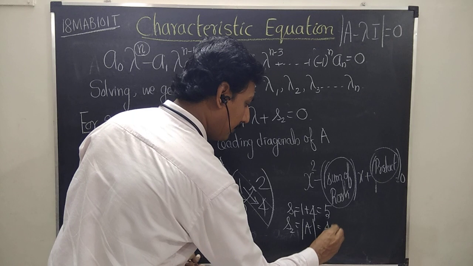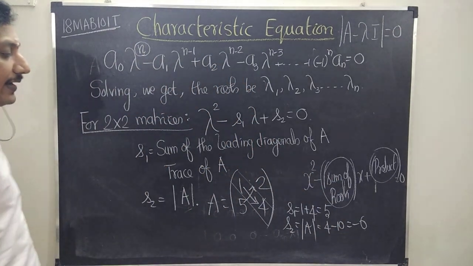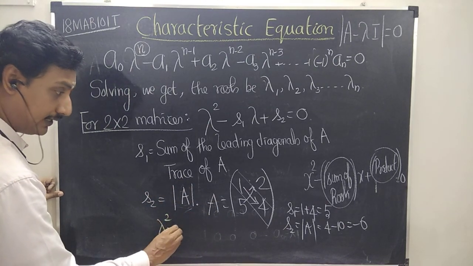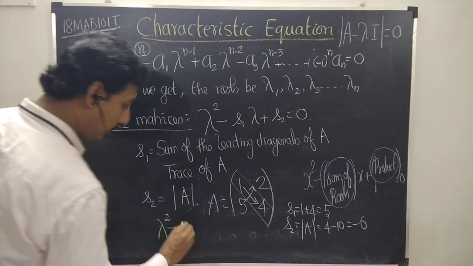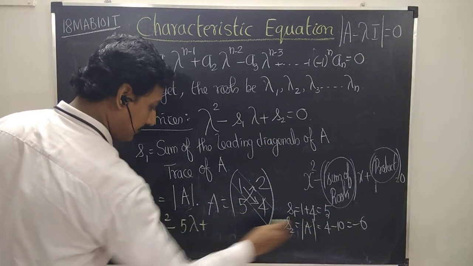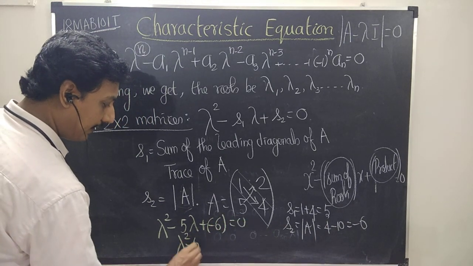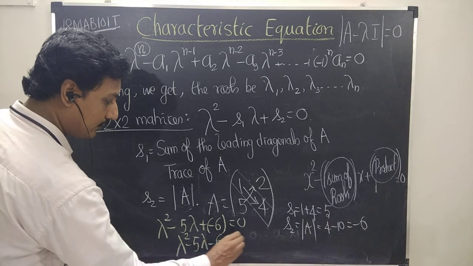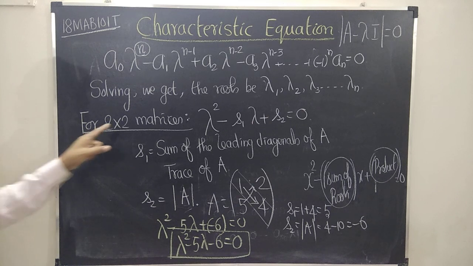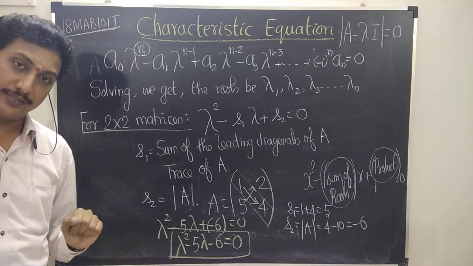So 4 minus 10, the answer is minus 6. What about the characteristic equation for this 2 by 2 matrix? Lambda squared minus S1, which is 5, so 5 lambda plus S2, that is minus 6, equal to 0. Otherwise lambda squared minus 5 lambda minus 6 is equal to 0. So this is the characteristic equation of the 2 by 2 matrices. Understand? 2 by 2 matrices.